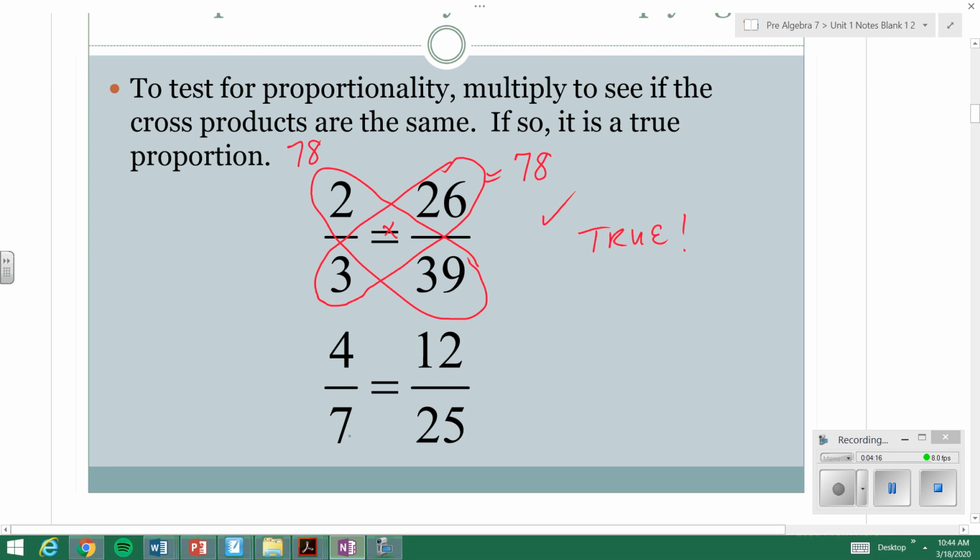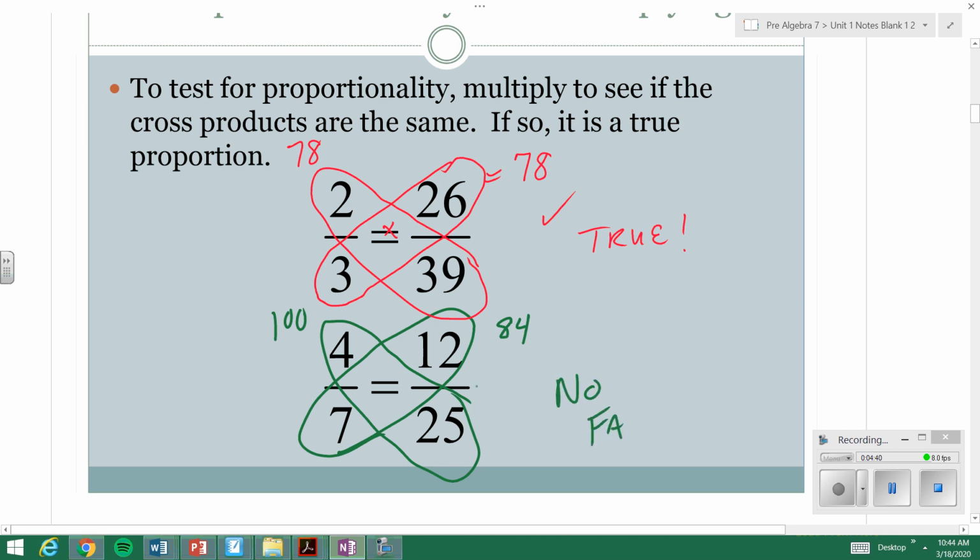Is 4 to 7 the same thing as 12 to 25? Is 4 boys to 7 girls the same thing as 12 boys to 25 girls? If you're unsure because they seem like they're close fractions, check the cross products. 7 times 12 is 84. And 4 times 25 is obviously 100. So this one is a no, false. That is actually not a proportion. The whole equation was a lie to start from. Okay?